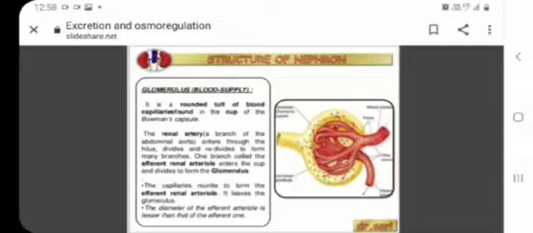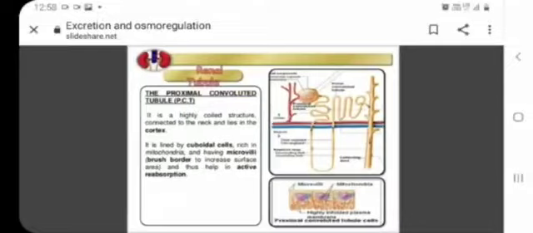The renal artery is a branch of abdominal aorta. It enters through the hilus or the hilum, divides and redivides into many branches. As I have already mentioned earlier, the capillaries reunite to form the efferent renal arteriole. It leaves the glomerulus. The structure and the expanse of capillaries I have already discussed.